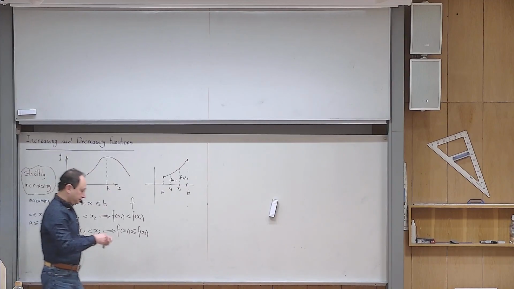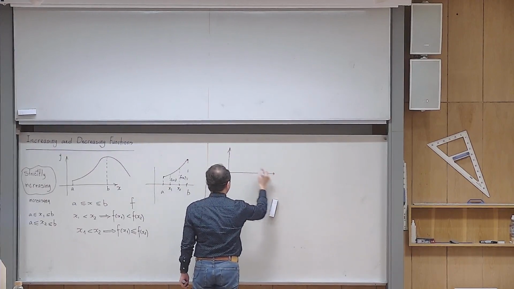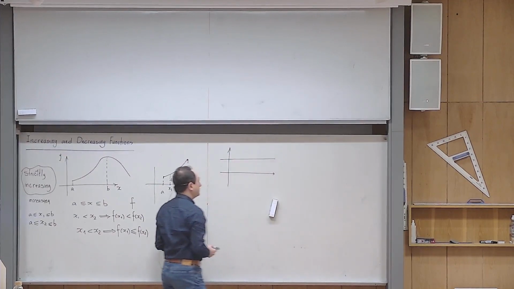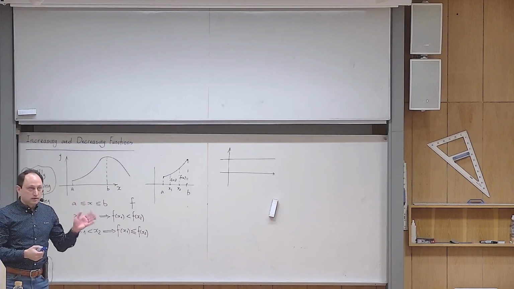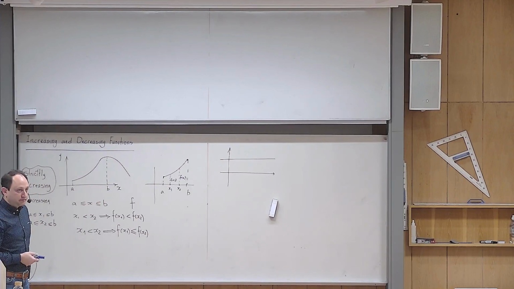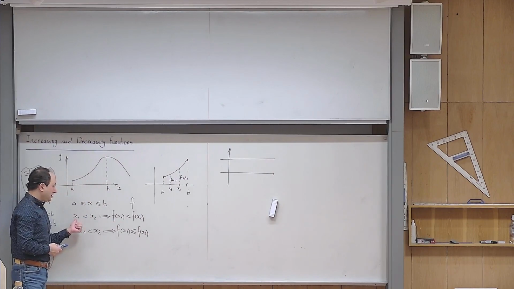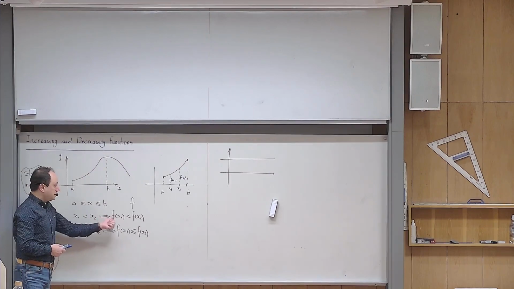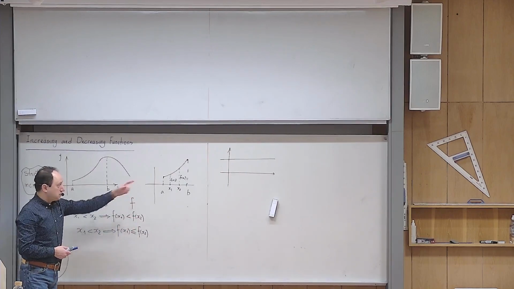So for example, is this function increasing or not? Let me consider a horizontal straight line. If I say that this function is increasing or strictly increasing, this is the difference, yes? This would be increasing, but it wouldn't be strictly. It's not strictly increasing, yes? Because strictly increasing means that when x1 is strictly smaller than x2, this will imply that f of x1 is also strictly smaller than f of x2. But this does not happen here, yes?